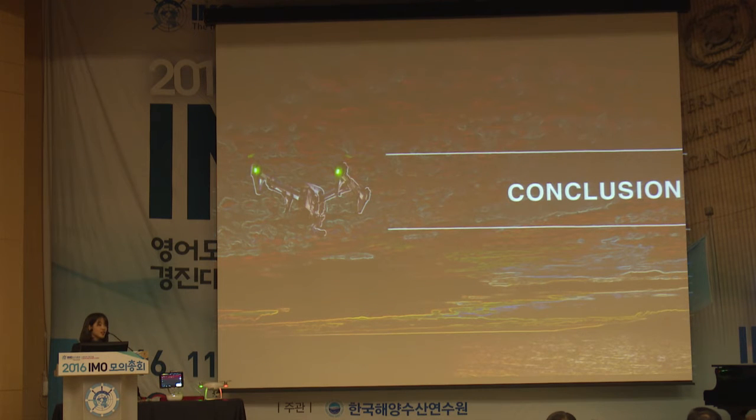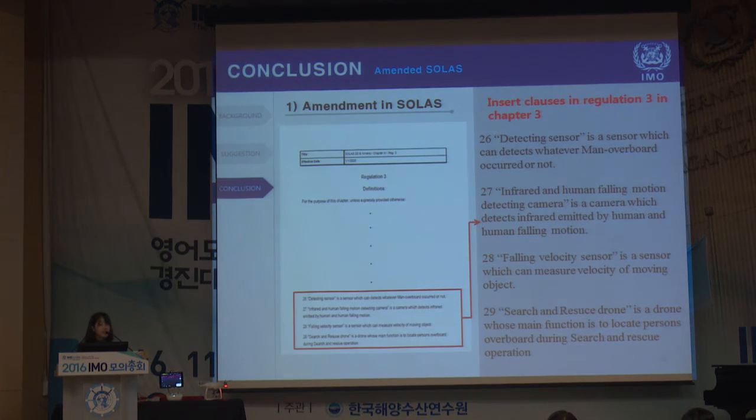Finally, we reached the conclusion. In order to use drone in search and rescue operation, we should insert clauses and amend conventions such as SOLAS, and then we predict the result after conducting this idea. First, SOLAS should be amended. We should insert clauses in SOLAS Chapter 3, like saving appliances. In Regulation 3, we add these things: detecting sensor, sensing infrared and human falling motion detecting camera, falling velocity sensor, and search and rescue drone.